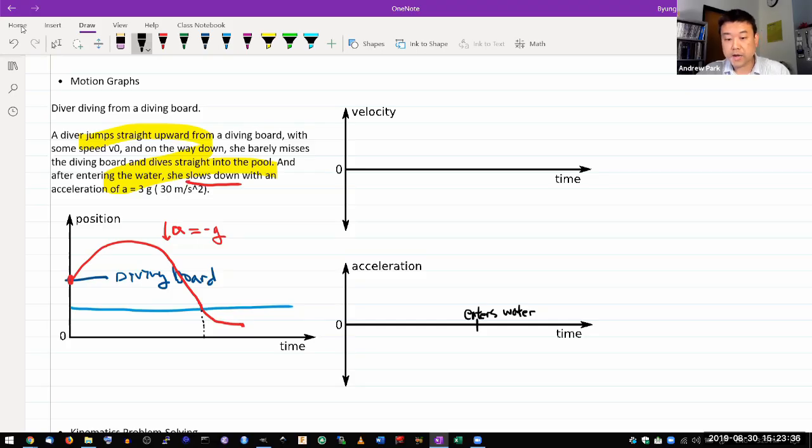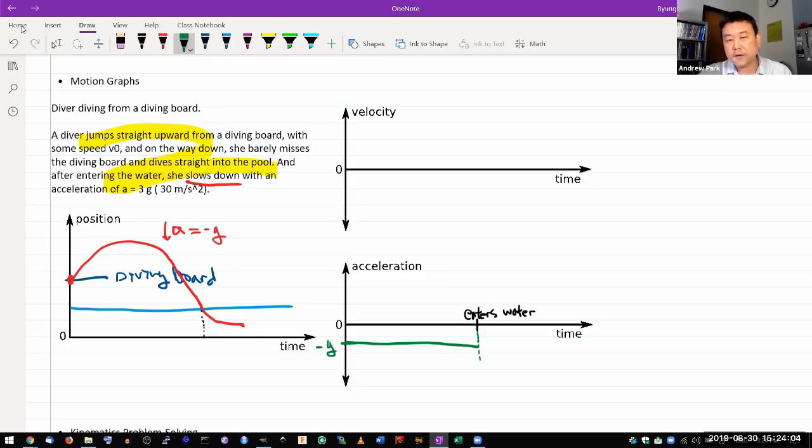So before the diver enters water, I know that the acceleration of the diver should be minus g. So this is minus g. And while the diver is in the air, the entire time, the acceleration is minus g. That's what free fall, motion under gravity alone, is. And when the diver enters water, then the acceleration changes.